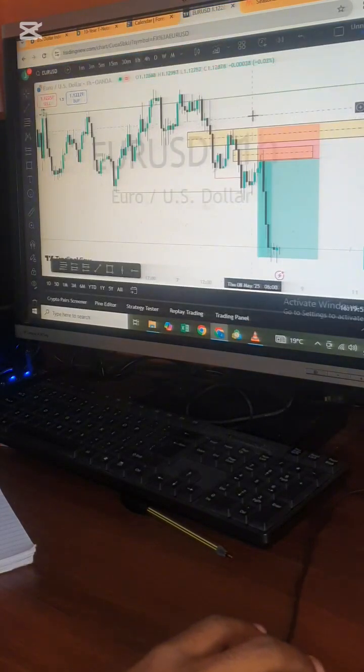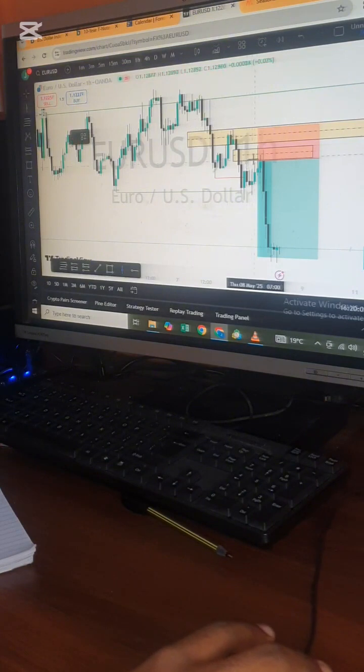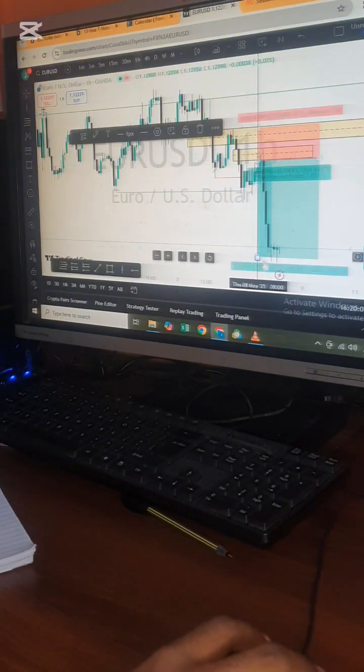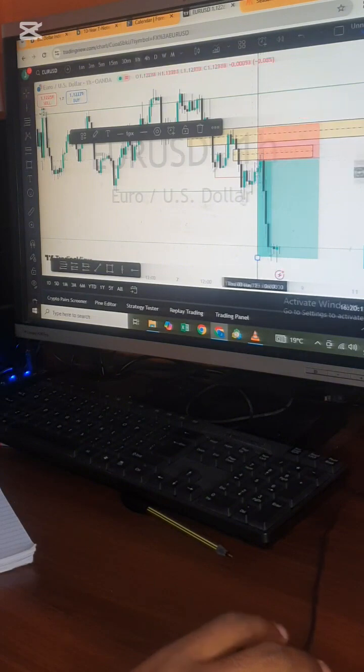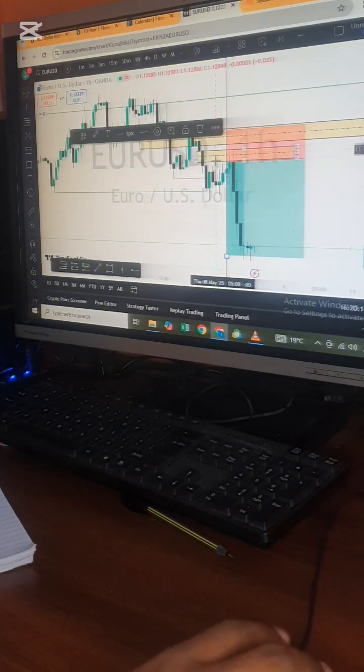So this one is from what time? Let me mark the zone, because I only trade the London and the New York session, mainly the New York session. So this is 8 a.m. New York session, and the news was supposed to be at 8:30, the news that would affect the market.